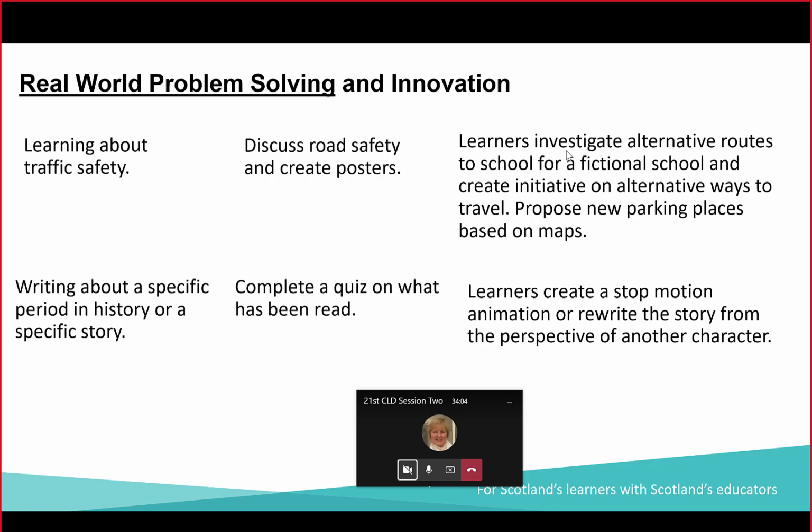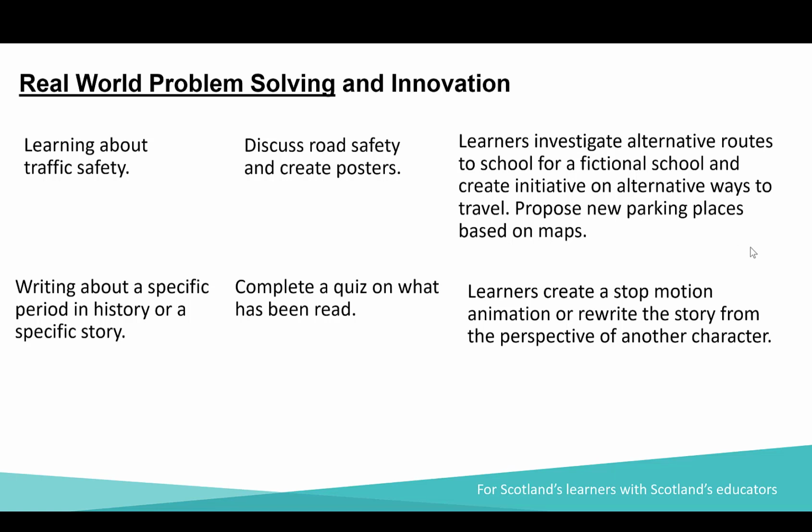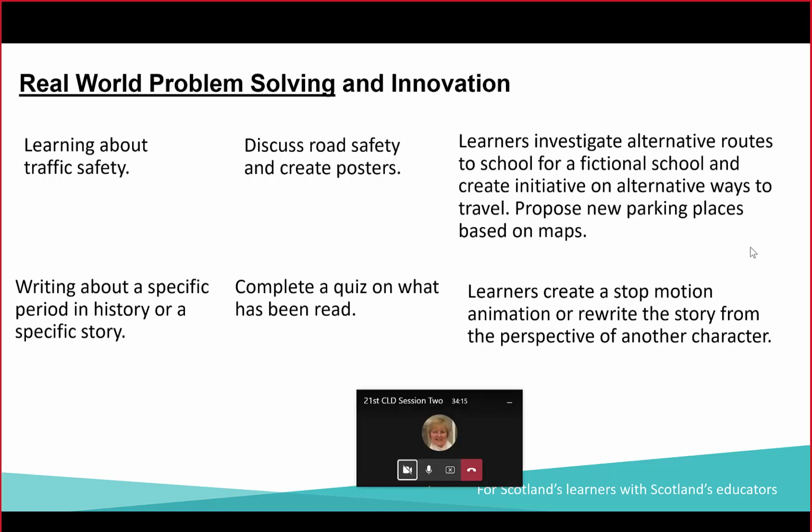So although we're not using a real school, we are using real data. So we could look up facts about traffic. We could have people coming in from city planning and talking to us about what they look for in terms of what causes congestion. We could relate that to our local environment as well, so that we could still apply it. And we could then look at proposing new parking spaces based on real life maps.